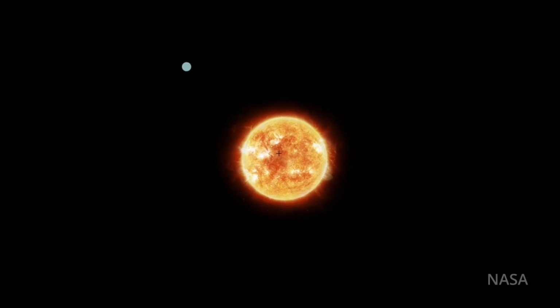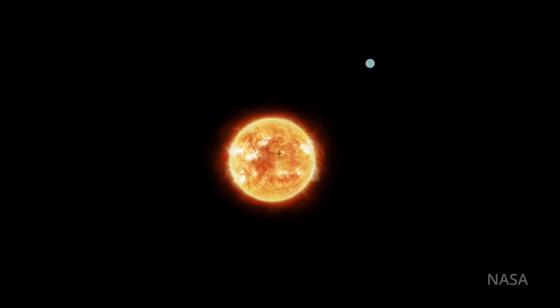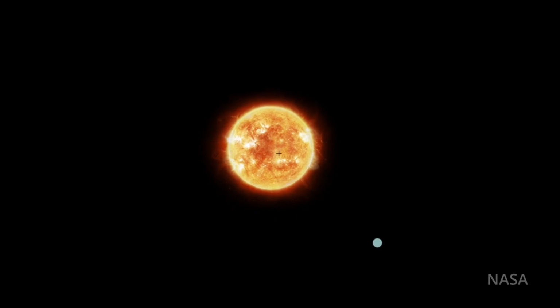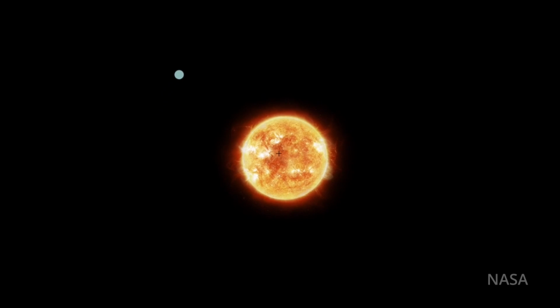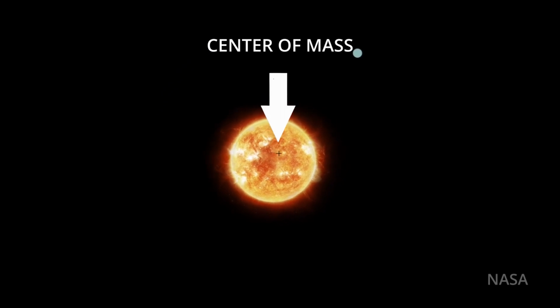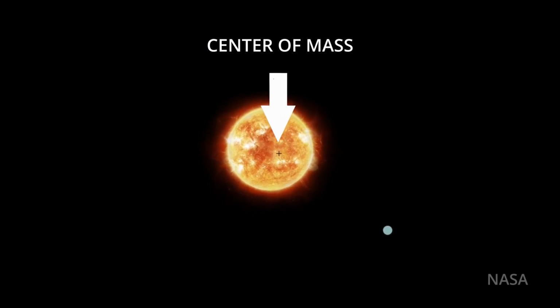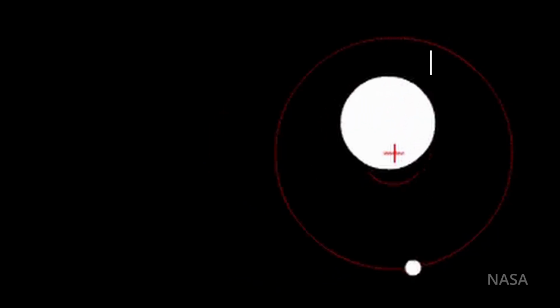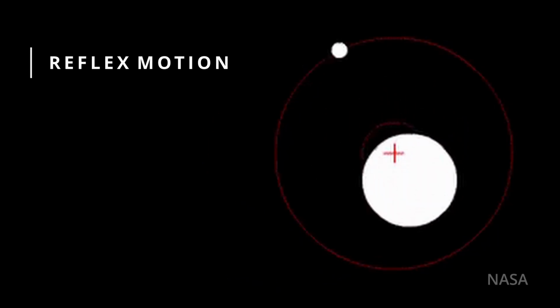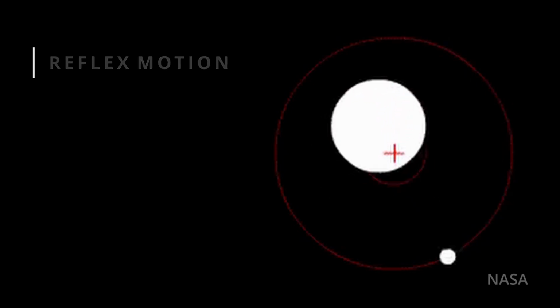In a planetary system, the planet is not the only one with an orbit. Because of gravitational interactions, the star will be attracted to the planet as well, causing it to wobble around a common center of mass. The motion of the star, due to the presence of the exoplanet, is known as reflex motion.